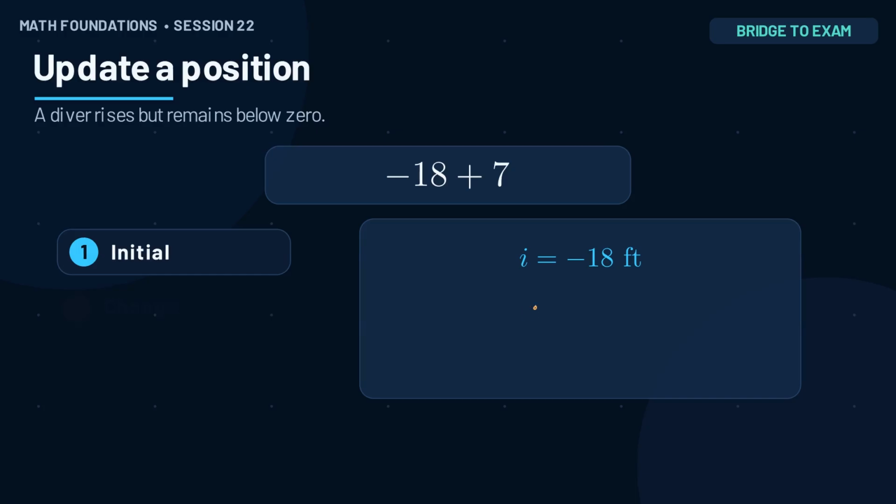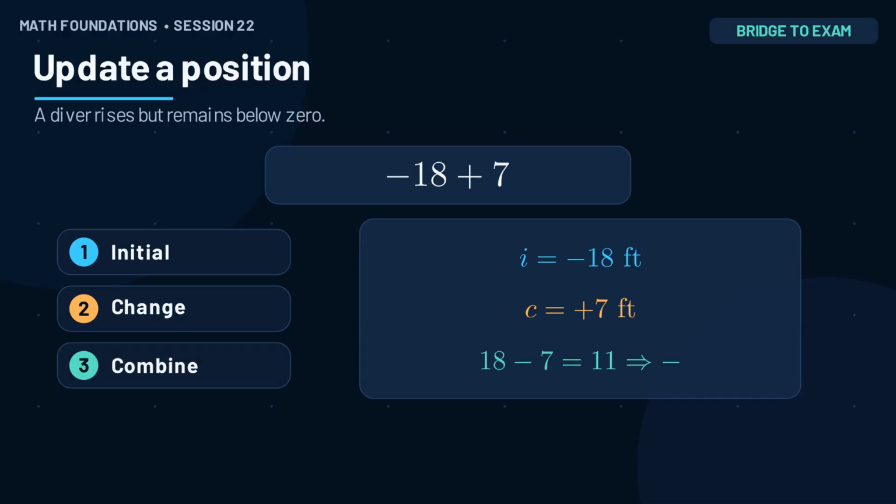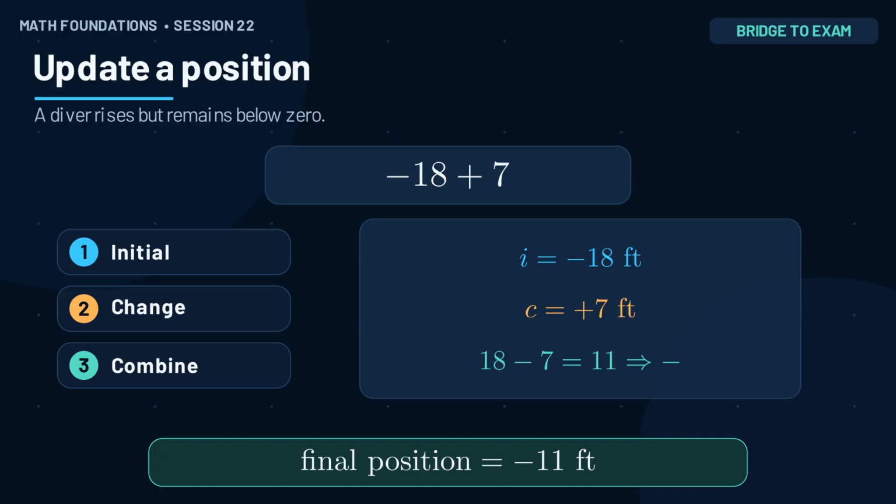Step 2. Add values with different signs. Step 3. Subtract 18 minus 7 and keep the negative sign. Therefore, the final position is -11 feet. Check. The diver rose but remains below the surface.